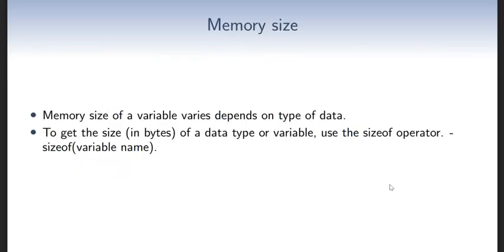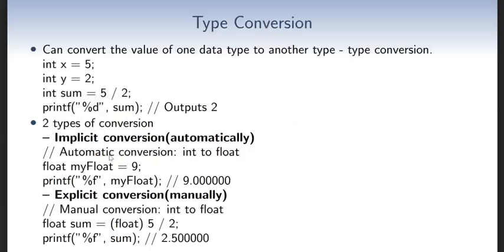The next topic is memory size. The memory size of a variable depends upon the type of the data we are using. To get the size of the data type or a variable, we can use the sizeof operator. Simply we can use this syntax sizeof with the variable name. We can get how many bytes have been allocated for this particular variable displayed.